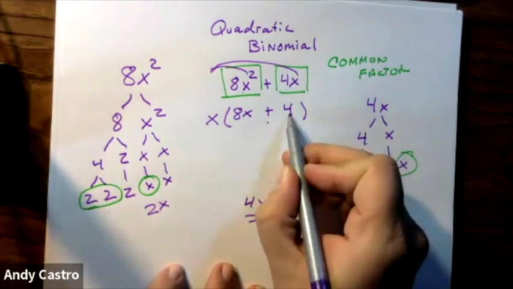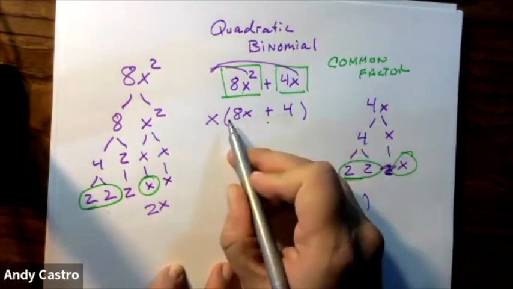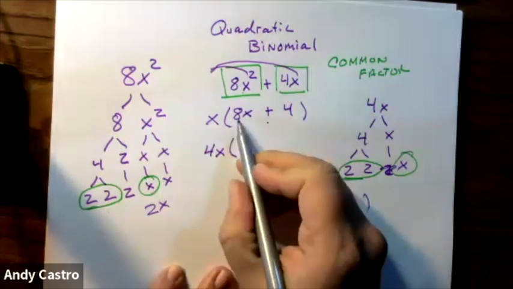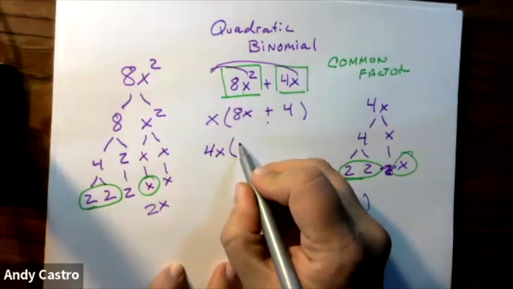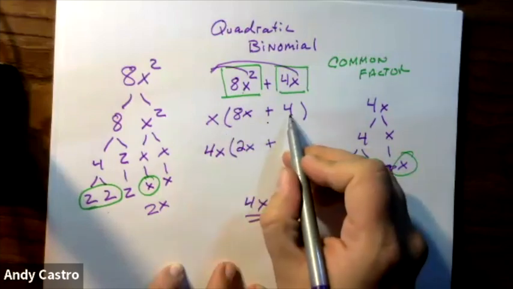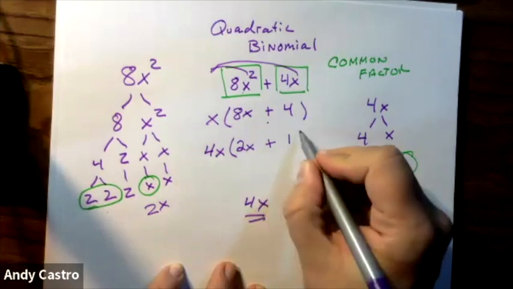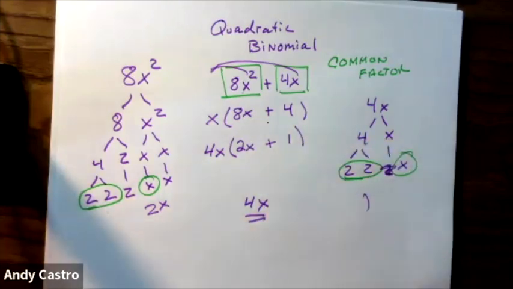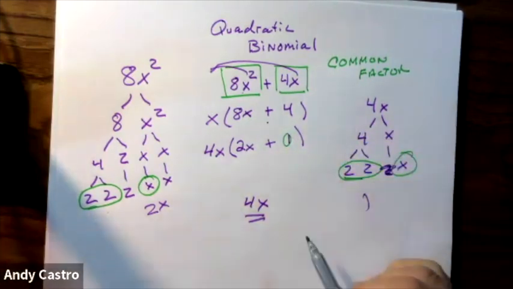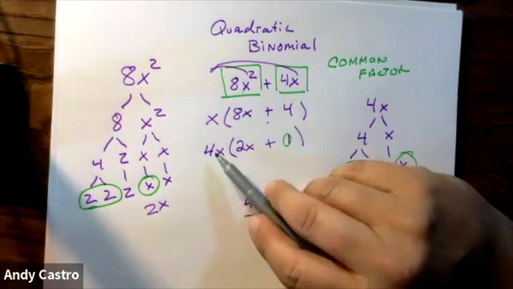Now, I'm going to pull a 4 out of each one of these. If I pull a 4 out of the 8x, it's going to leave me with 2x. And if I pull a 4 out of here, it's going to be left with 1. Now, a lot of times I'll get students that leave a 0 here. And this is why that can't happen.